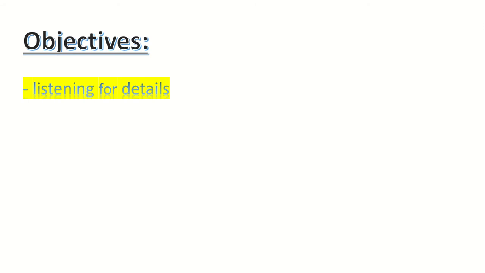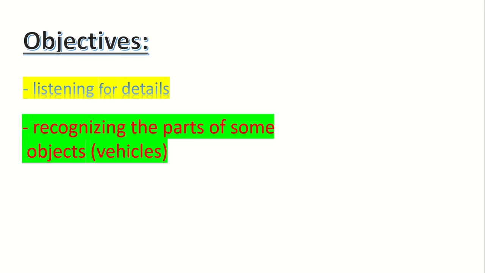Before we start the lesson, let's look at the objectives of today's lesson. We have 3 objectives today. The first one is listening for details. We'll listen to an audio and extract static information. Also, we are going to recognize the parts of some objects. Objects here means أشياء, and especially vehicles. So we will know the parts of some vehicles.